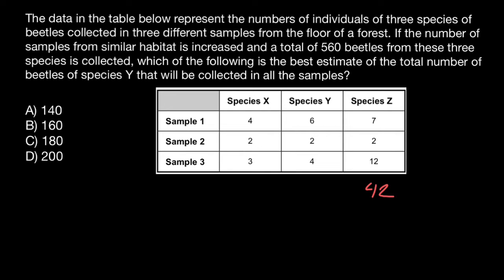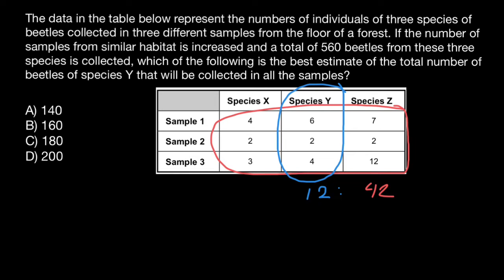And this is going to be our sample space. And we're interested in species Y. So species Y are here. So let's count how many we have. 6 plus 2, 8 plus 4, 12. Here's our ratio. 12 beetles of the species Y to the 42, which is total number of the beetles.